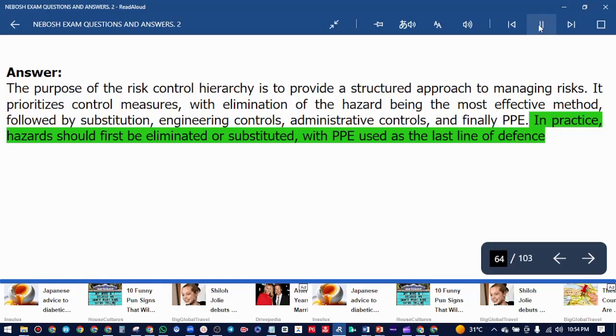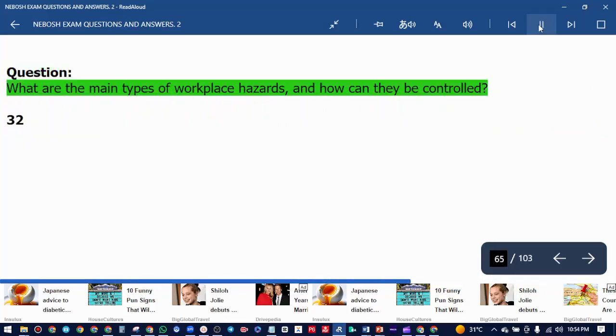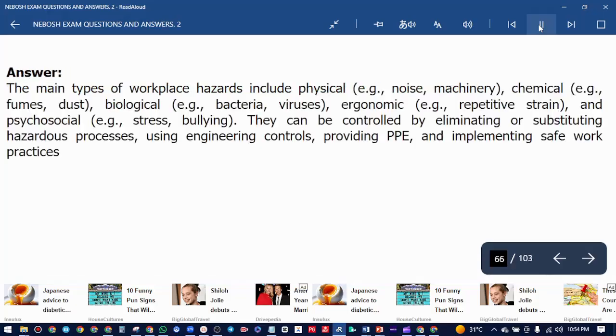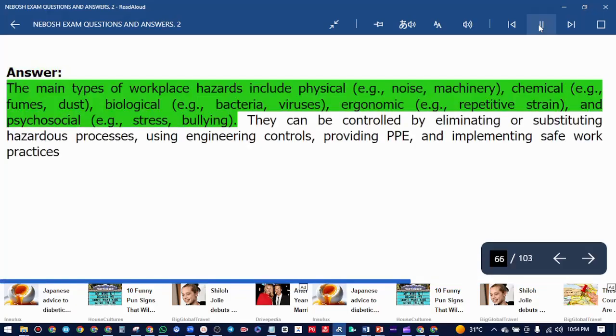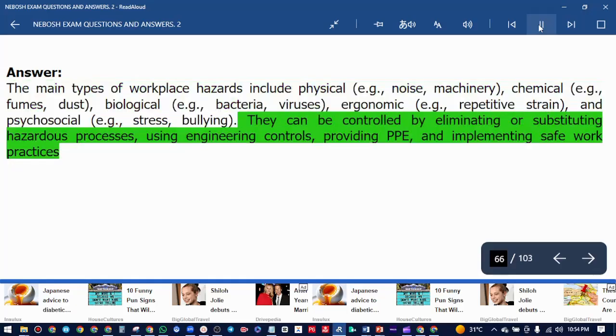Question 32. What are the main types of workplace hazards, and how can they be controlled? Answer. The main types of workplace hazards include physical, for example noise and machinery; chemical, for example fumes and dust; biological, for example bacteria and viruses; ergonomic, for example repetitive strain; and psychosocial, for example stress and bullying. They can be controlled by eliminating or substituting hazardous processes, using engineering controls, providing PPE, and implementing safe work practices.